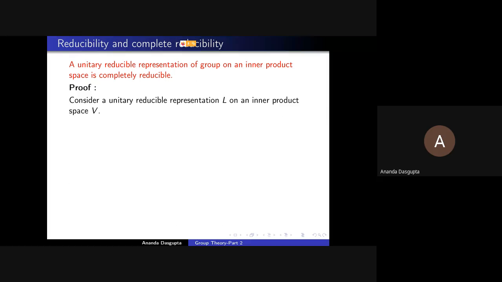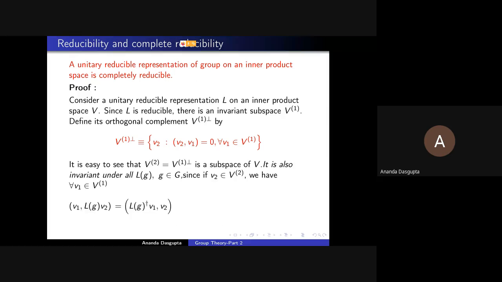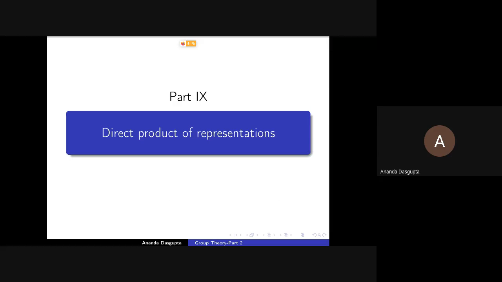I've already said this, but maybe this complete reducibility, etc. Let's forget about that. There's another kind of way of building up big representations out of small. They are called direct product representations. And you have seen direct product representations very often.